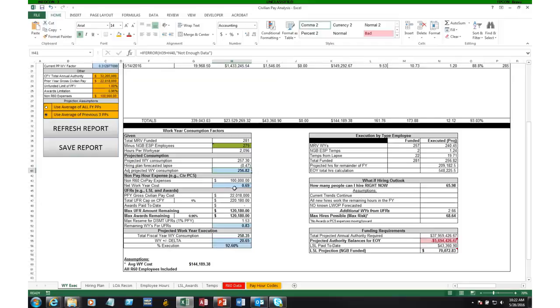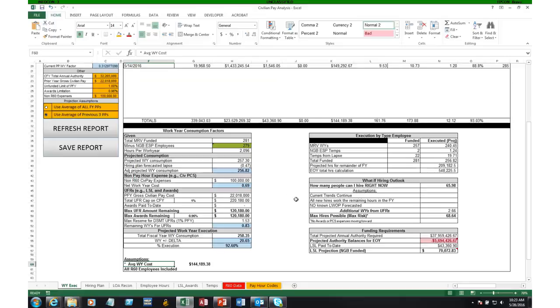The next part that could eat into your work years is a function of how many dollars you're spending. We said non-R60 expense is $100,000 as a portion of 144,000, which is our average work year cost. That's 0.69. So we're going to add that into our work year execution. So the 256.82 plus the 0.69. So that's part of our projection now.